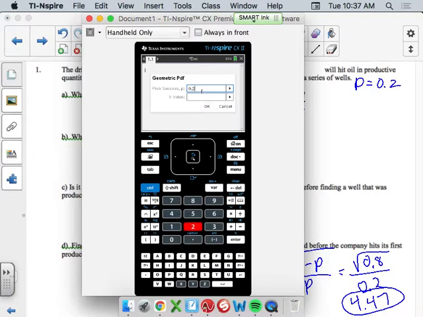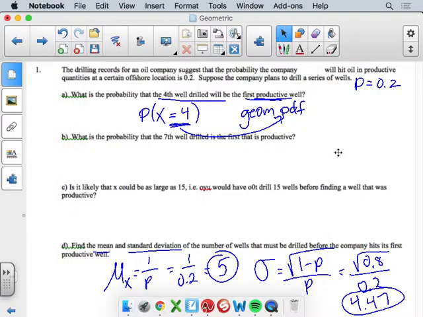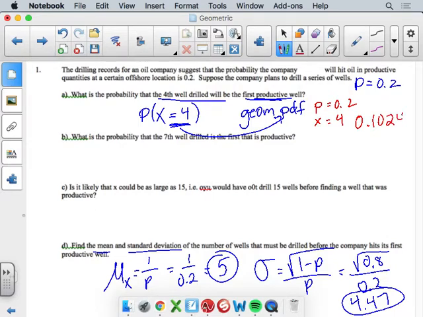Probability of success, 0.2. X value is 4. So it's the probability that our fourth one is the productive one. 0.1024. Yep. So about a 10% chance. So let me write what I did. That would be x equals 4, and it's 0.1024. So geometric distributions are actually not too bad to do by hand.